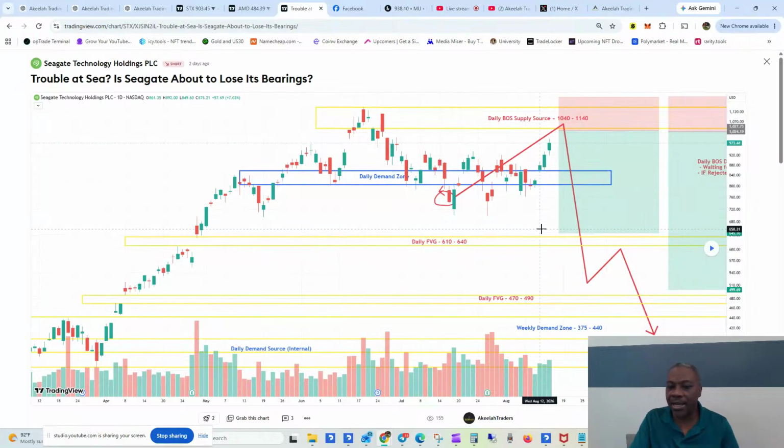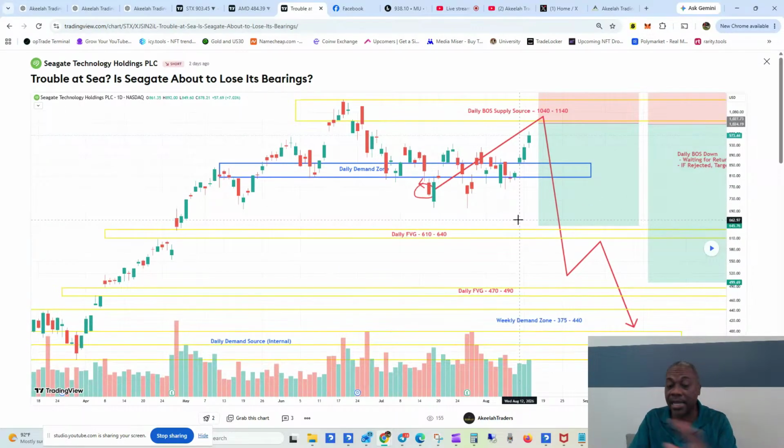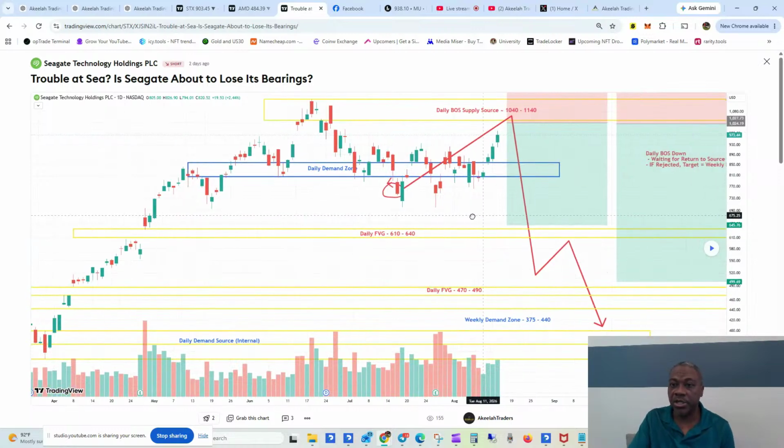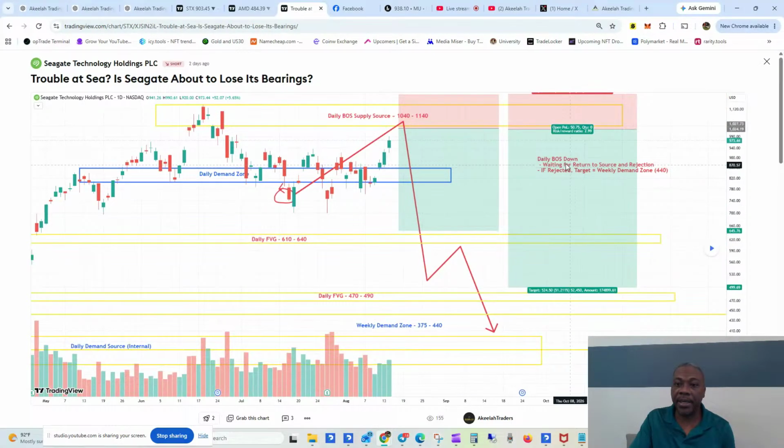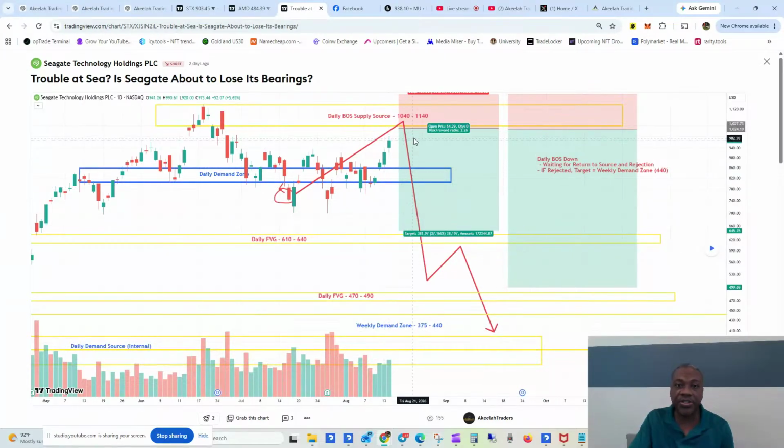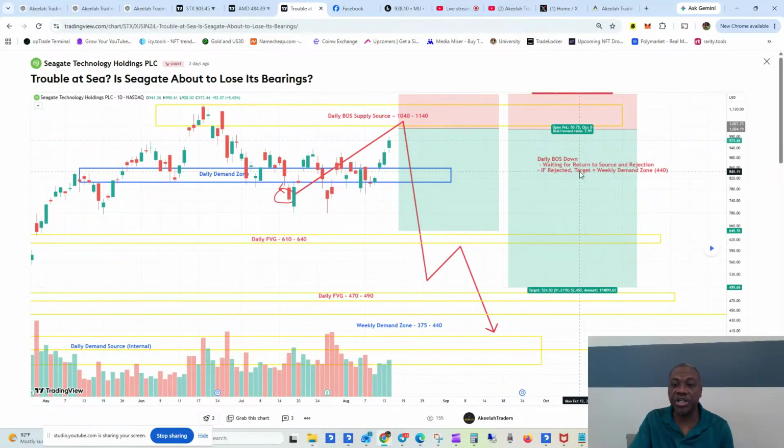And time-wise, I'm not sure if that's going to be over the next couple of days, next couple of weeks. The time is not really important as much as the structure and where the target is. So if you see here, the comment that we made at this time was there's a daily break of structure down. We're waiting for the return to the source and a rejection. So I'm waiting to see if it pushes back up to this area and rejects. If rejected, the target is the weekly demand zone. This is 440. So this is way down here.